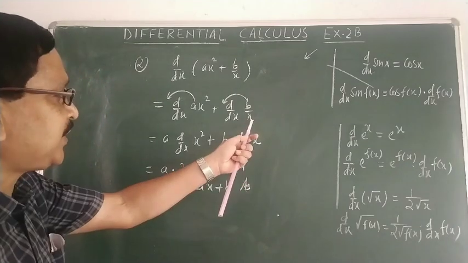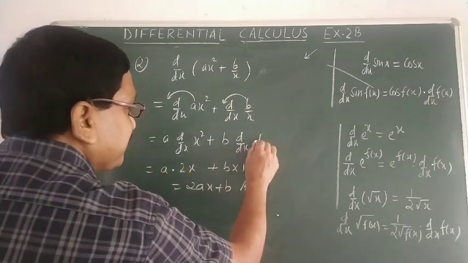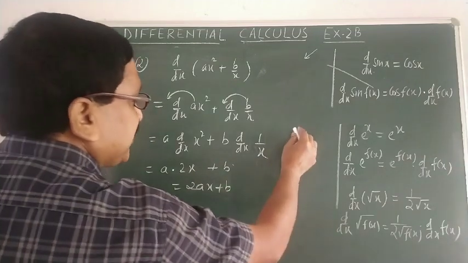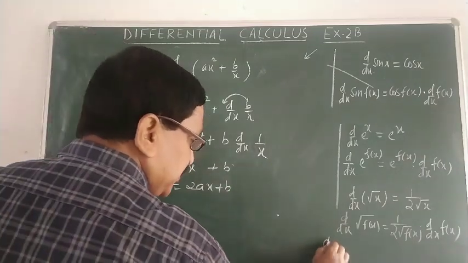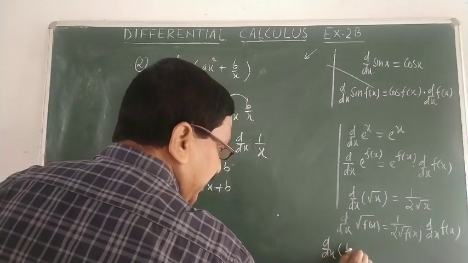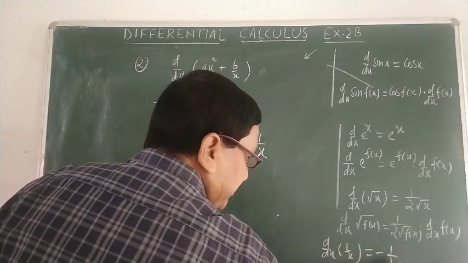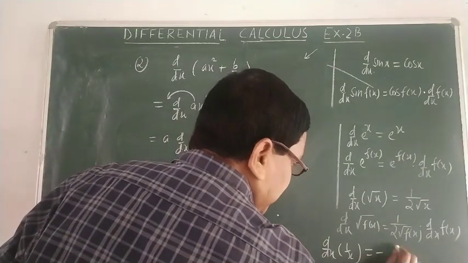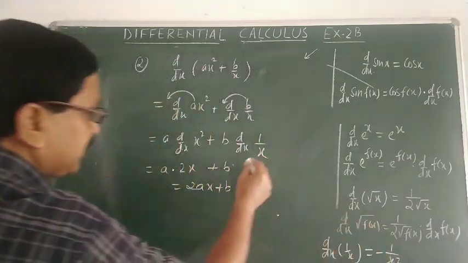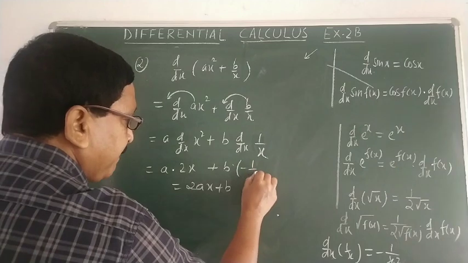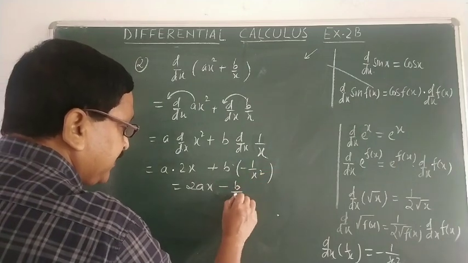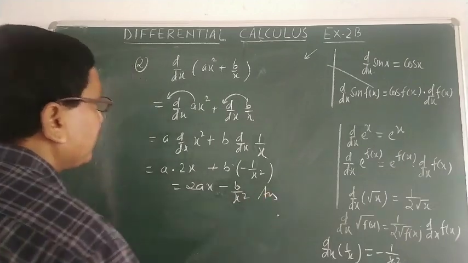But sorry students, this is b by x, not b times x. So d by dx of 1 by x, one more formula you are supposed to know: d by dx of 1 by x is minus 1 by x square. Remember it directly, it will help you a lot. Minus 1 by x square. So minus b by x square is the answer.